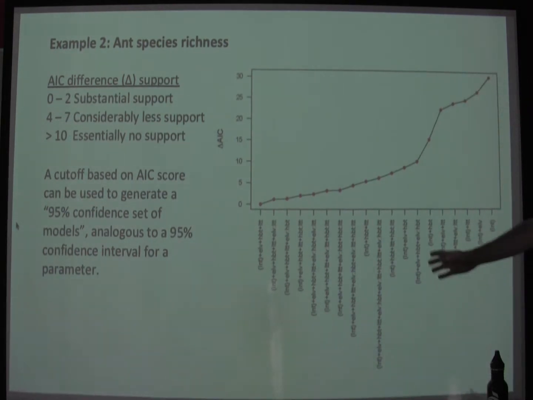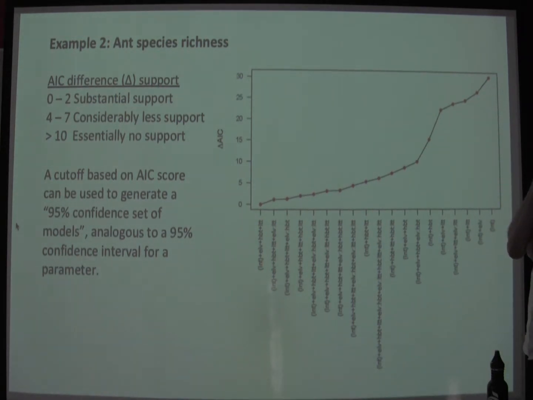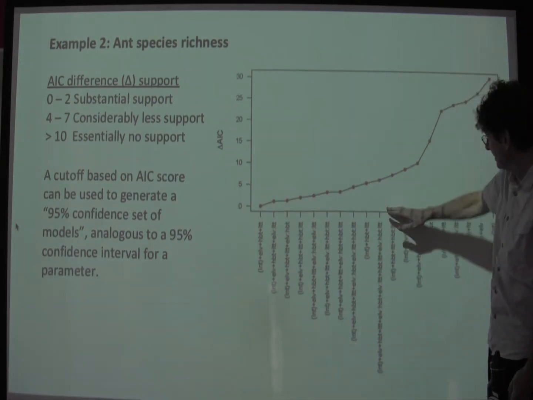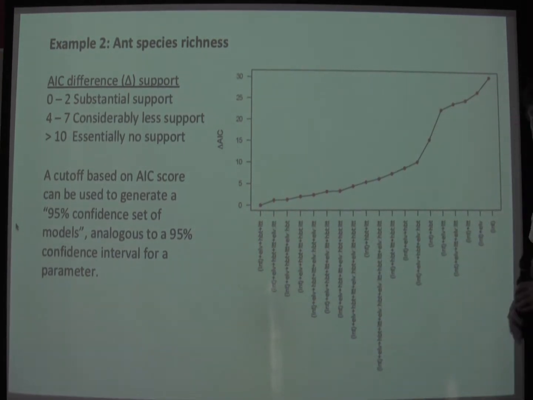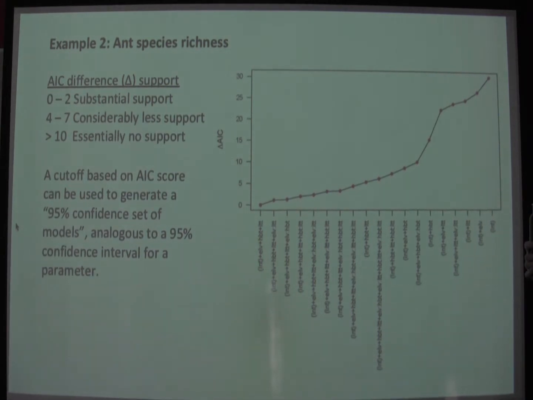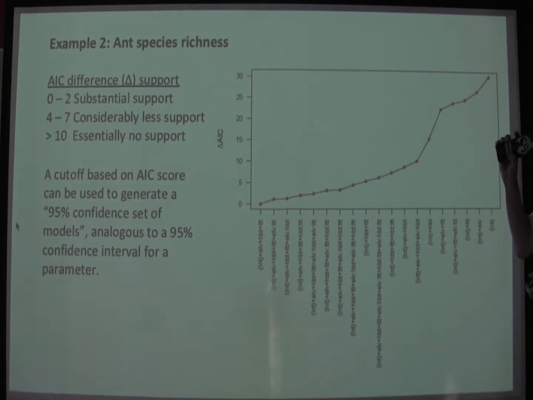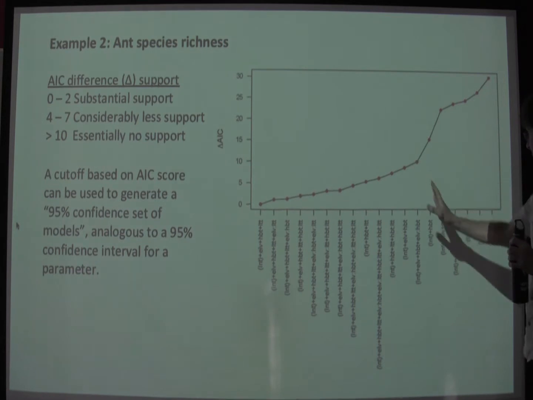Here's another way of displaying the data, with all the terms along here, and the delta AIC scores. So some cutoff on the order of maybe 7: an AIC difference of 7, draw a line across, and these are all the models that should be retained as under consideration, since they have some support. 10 or greater, just ignore. So we can ignore all these models.